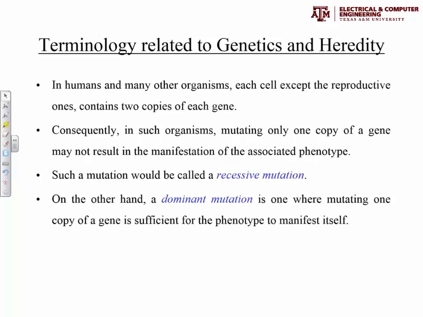Now, in humans and many other organisms, each cell except the reproductive ones contains 2 copies of each gene. So there is some redundancy built in. Consequently, in such organisms, if you mutate 1 copy of a gene, you may not see any manifestation of the associated phenotype. Let's say for the gene for insulin, if one of the genes is messed up, you're not going to become diabetic. Or with the hemoglobin gene for sickle cell anemia, if you have only one of the copies messed up, it's not producing normal hemoglobin, you probably feel tired, a lot more than ordinary people, but you'll probably still be okay.